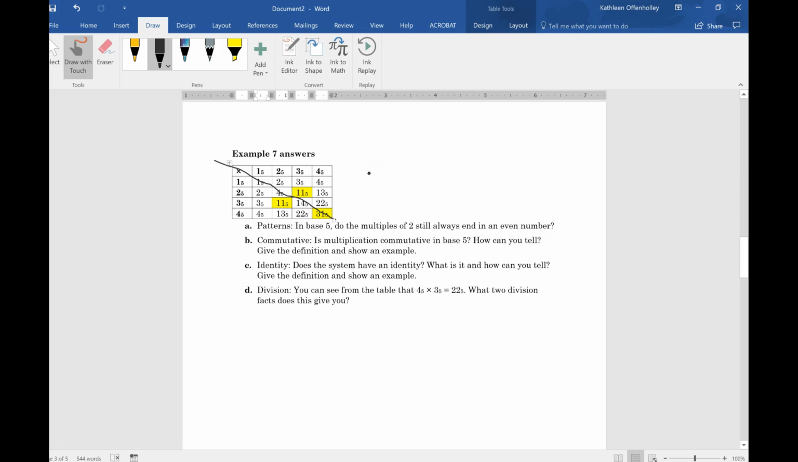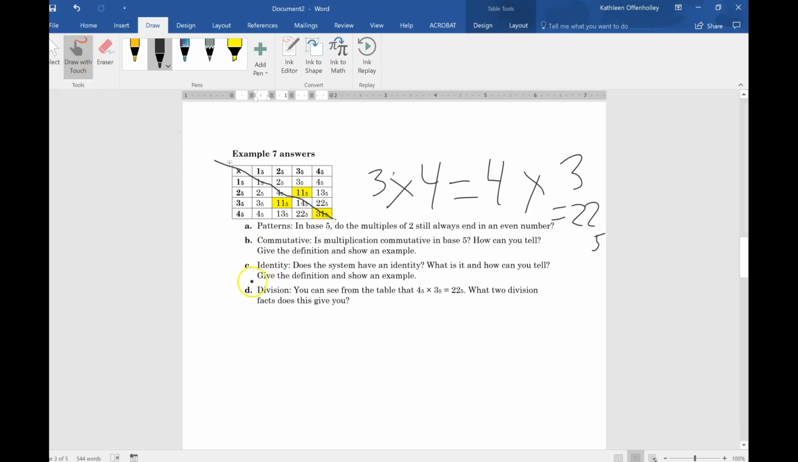That is, if I look at 3 times 4 in this table, I'm going to get the same answer as if I do 4 times 3. So here's 3 times 4, and here's 4 times 3. I get the answer of 22 in base 5 either way. So multiplication is commutative.